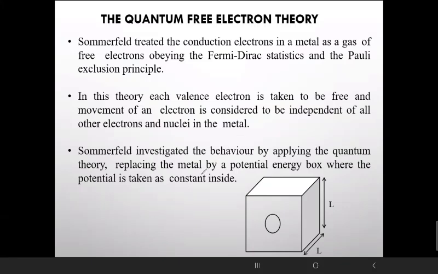So here there are quantum mechanics concepts. Here you have to study the potential box, the finite potential box. So inside the finite potential box, you have the electron.